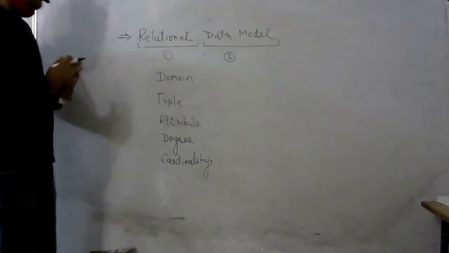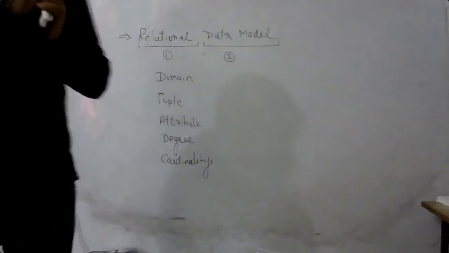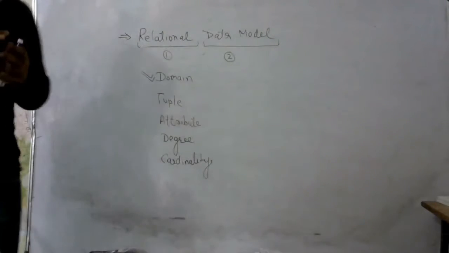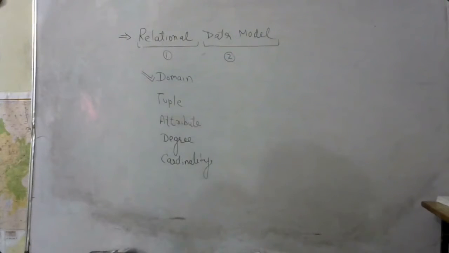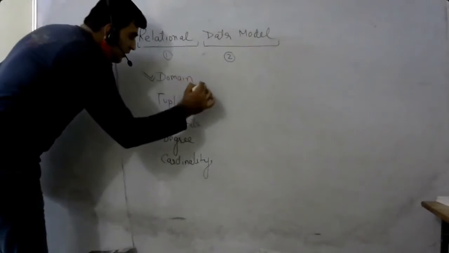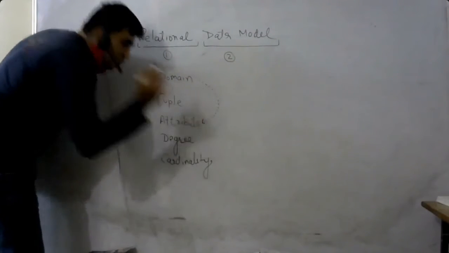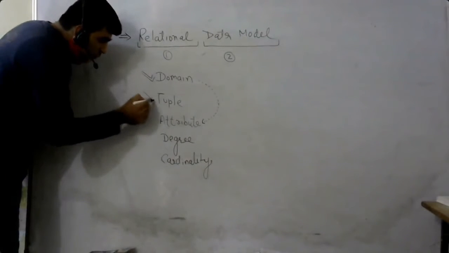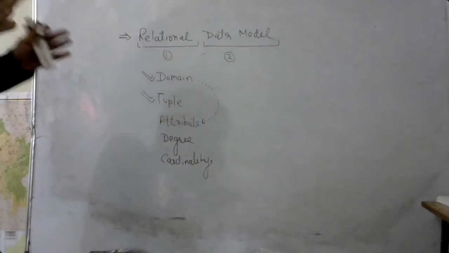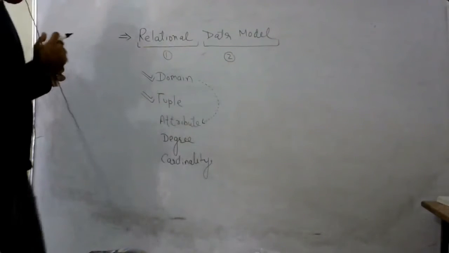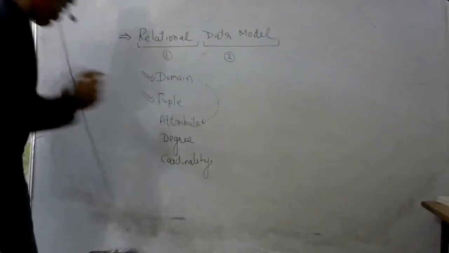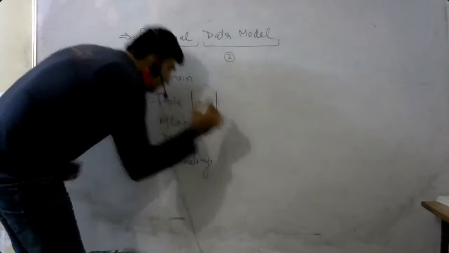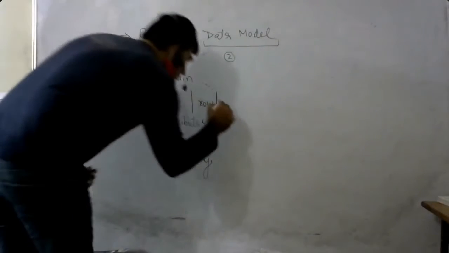The further points which we are going to cover with relational data model are: first one is domain. We will cover what do we mean by domain and where we use it. This is very much related with the term attribute. We will cover it later on. And the second term which we are going to cover is tuple. Now, one thing I'm going to tell you, whenever we talk about tuple, it means row and record.